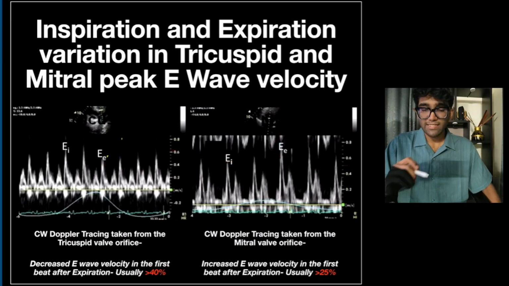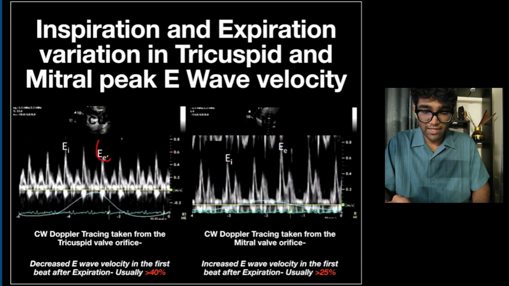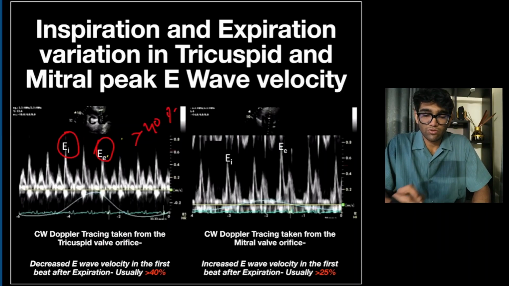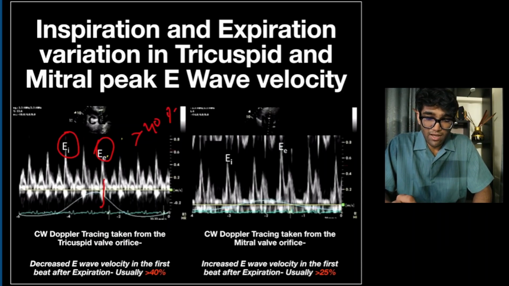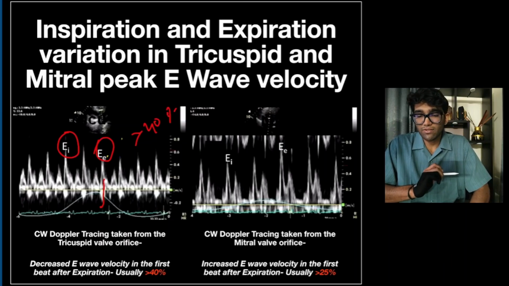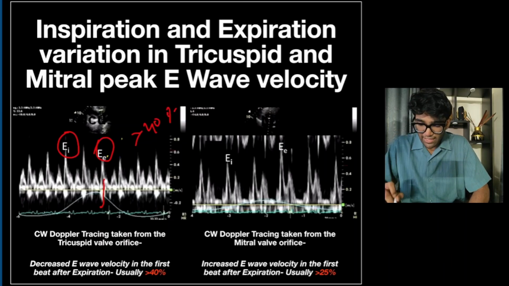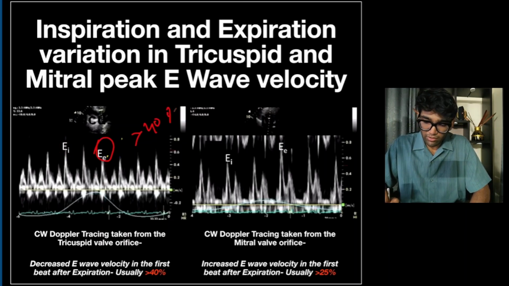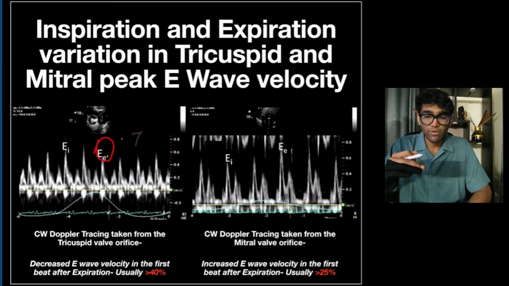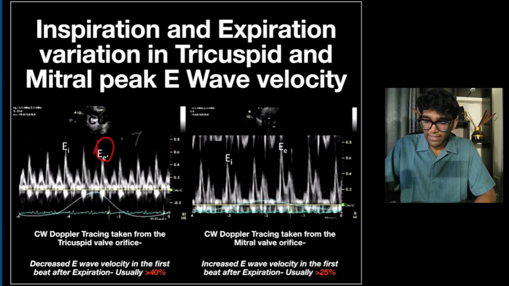So there is a decrease in the expiratory E wave velocity which exceeds 40% as compared to the inspiratory E wave velocity. So during the first beat after expiration, this is what happened. Okay, so rather it is the difference that exceeds 40%. So this is 40% or more lesser than the inspiratory E wave velocity. Okay, that is what that means.